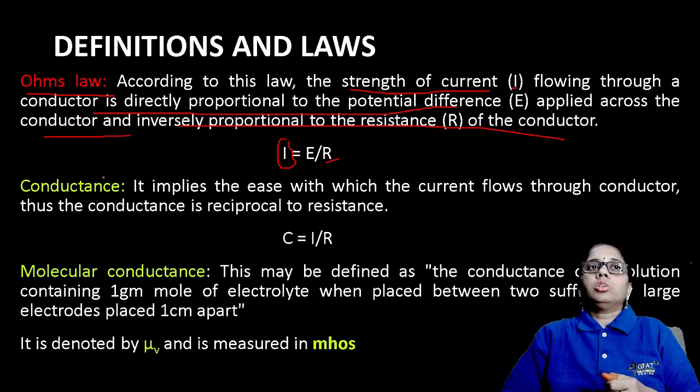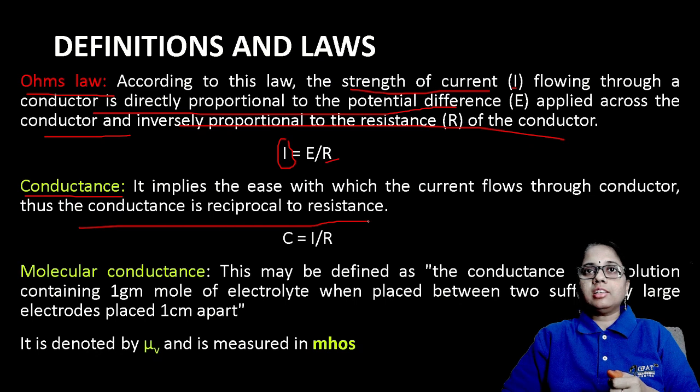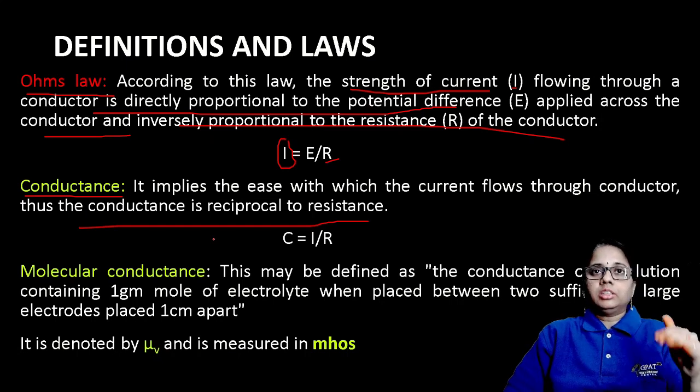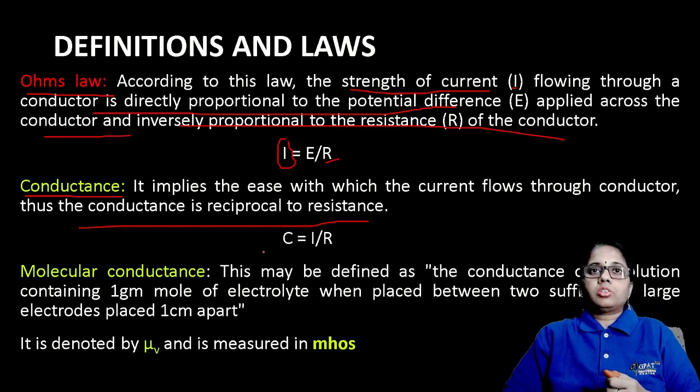Now, what is defined by the conductance? It implies the ease with which the current flows through the conductor. Thus the conductance is reciprocal to the resistance. So 1 by R is nothing but the conductance, which is expressed in terms of the resistance only.